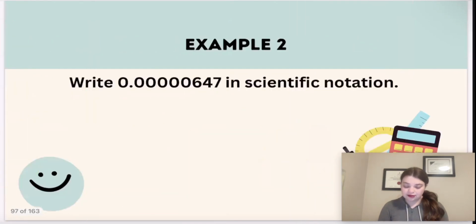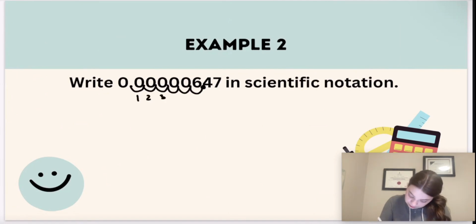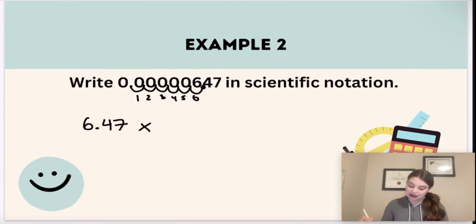So here's another example. How would we rewrite this very, very small number in scientific notation? 0.000000647. Well, first I'm going to figure out how many times I must move the decimal place in order to get to a number that is between 1 and 10. So if I move it over 1, 2, 3, 4, 5, 6 times, I will get 6.47. Now, because I moved to the right 6 places, I must multiply this by 10 to the power of negative 6 in order to balance that out. And that is the answer in scientific notation.